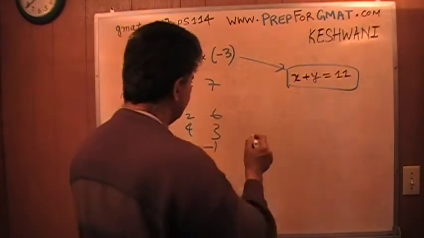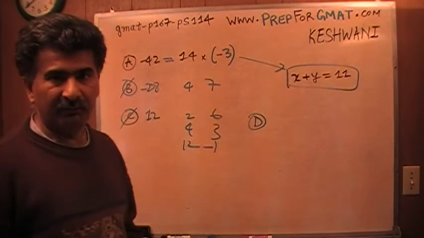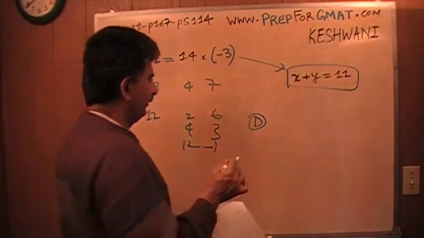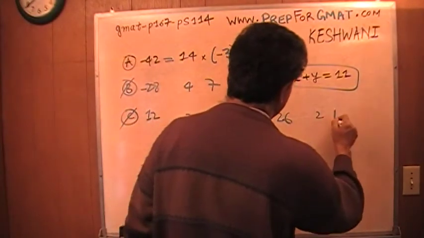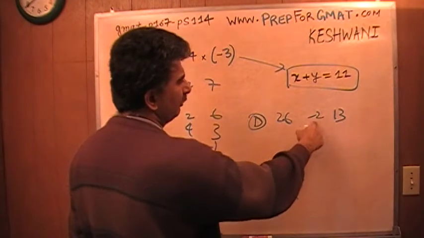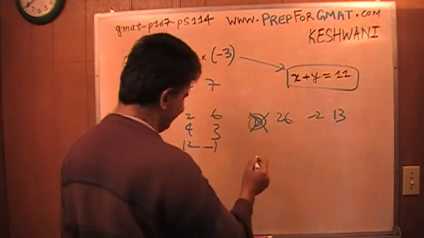Similarly, D. At this point, of course, I hope you realize that we are wasting our time, because in the real exam, don't do this. If you find the answer, just move on. 26 is not going to work. 2 and 13, again, you can have a positive 13 and a negative 2 that will give you 11, but their product will be negative 26. We have a positive 26 here. It's not going to work.